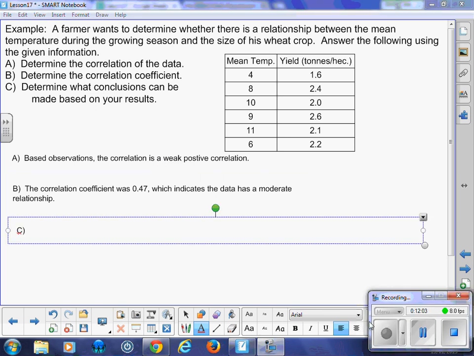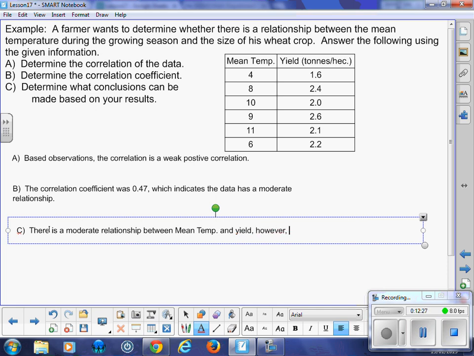So to finish this off with part C, what conclusions can be made? As we make our conclusions here, we can say there is a moderate relationship between mean temp and yield. That's apparent in the numbers. That tells us that's true. However, it's not a perfect relationship. 0.47 is still not what we call the high end of the moderate. It's still at the low end.